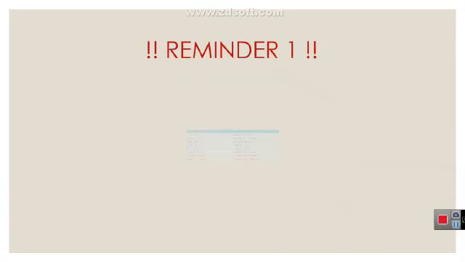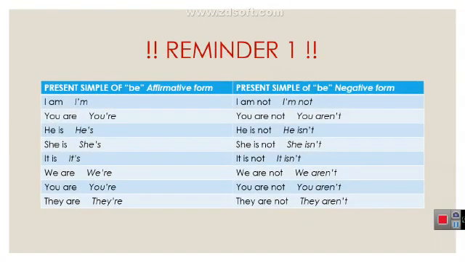Now, let's remember the present simple of verb to be in the affirmative and negative forms. Affirmative form, I am or I'm. You are, you're, he is, he's, she is, she's, it is, it's. We are, we're, you are, you're, they are, they're.